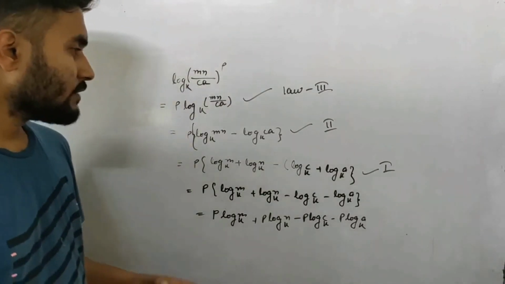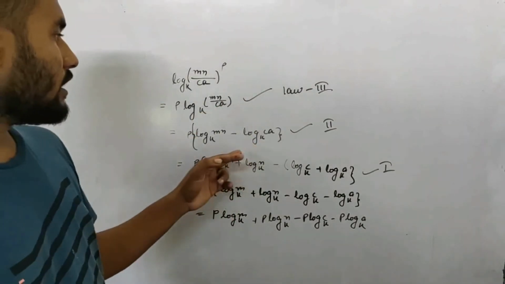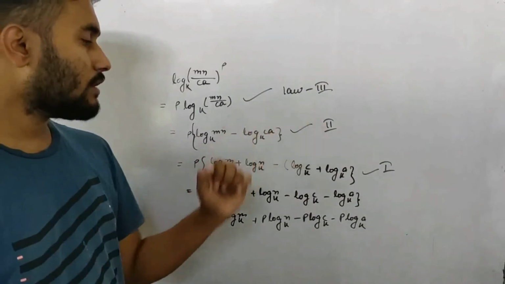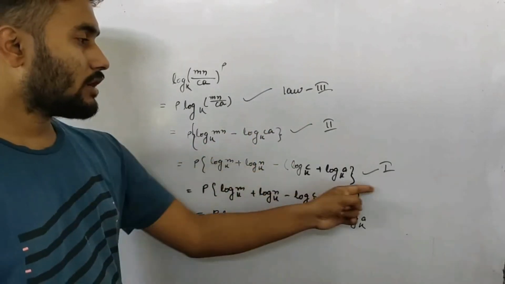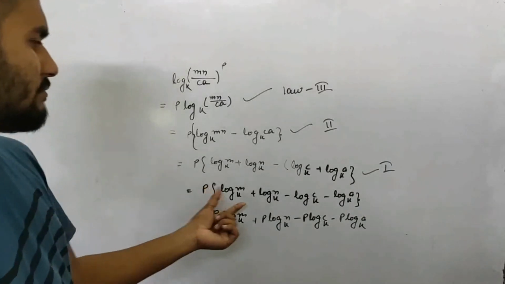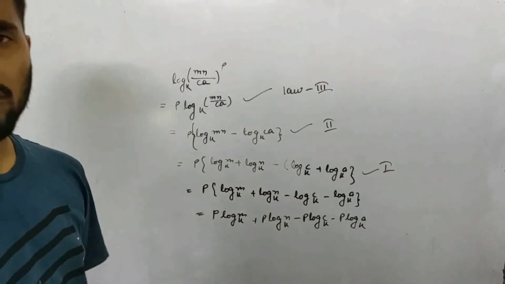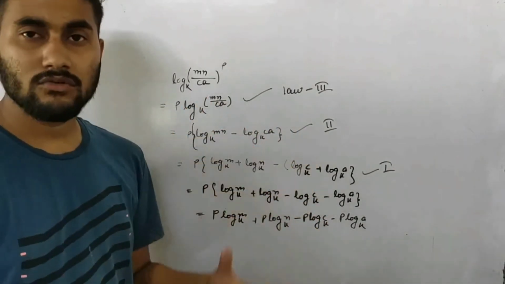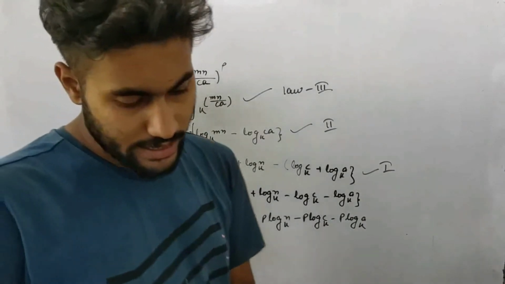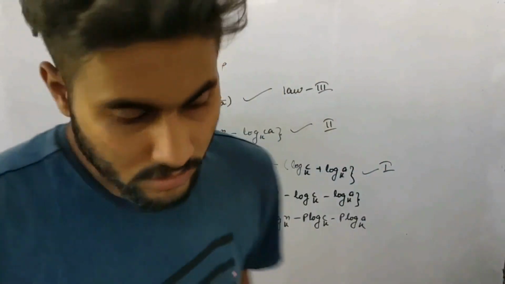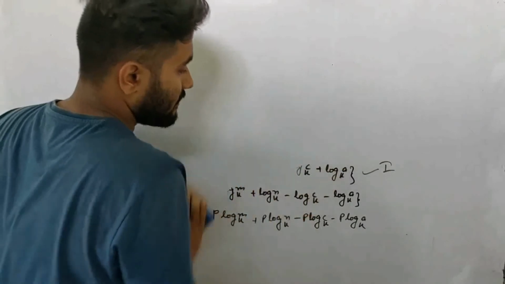See, over here law number 3, over here it is the divide law, that is law number 2. Over here the product law, law number 1, and then simple minus plus. This is simple calculation. So this is how we will use the laws. Let us see the exercise.